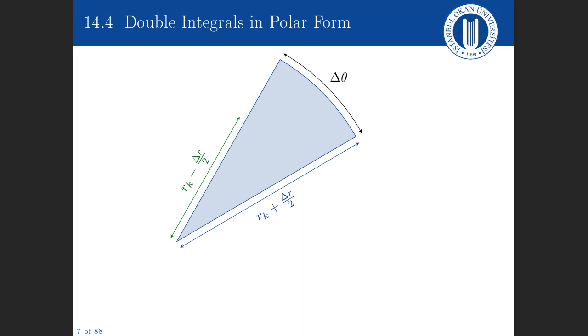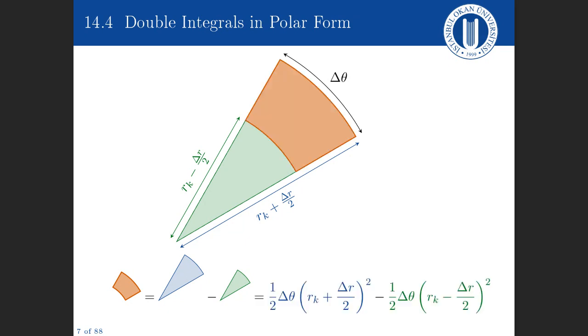Now, we could have this blue sector. We know the area of this blue sector. We could think about this green sector. Again, we could calculate the area of this green sector. And then I'm saying the area of the orange piece that we want is the blue sector minus the green sector. We can do these. We know how to calculate the area of a sector. So it's going to be half delta theta, open bracket rk plus delta r over 2, close bracket squared, and then minus the area of the green piece. The same formula, but with minus instead of plus in the middle.